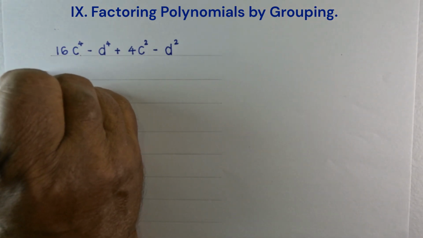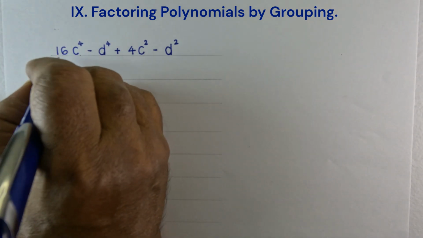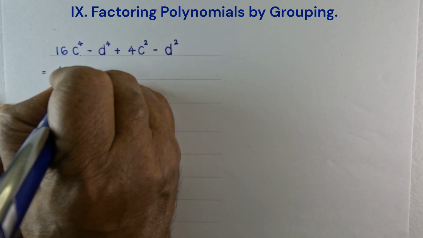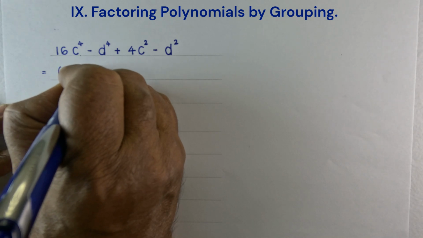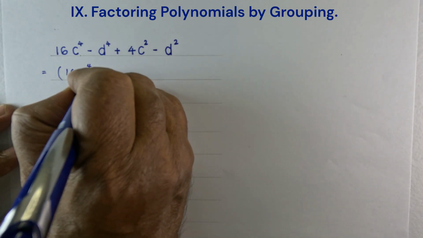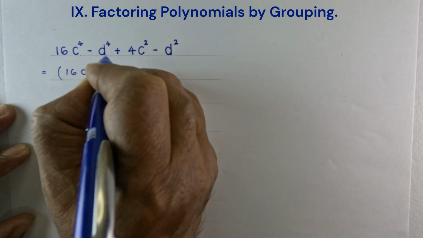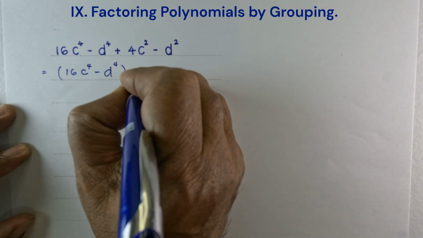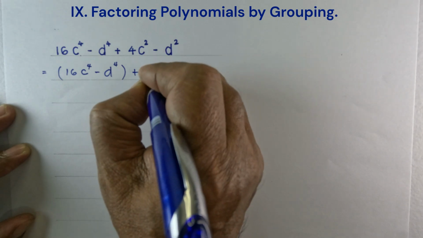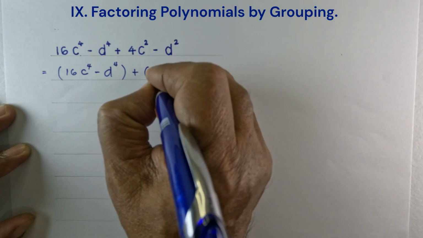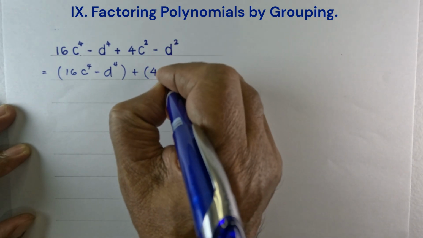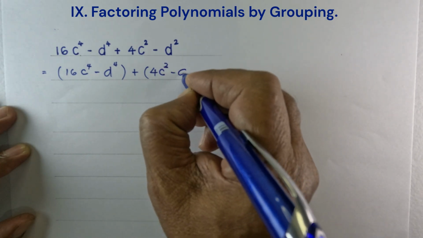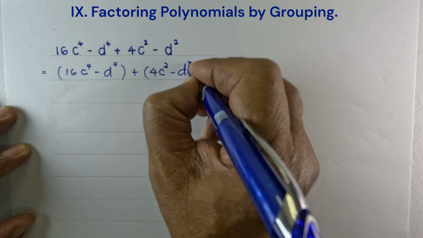So, right here, 16c to the fourth minus d to the fourth plus 4c squared minus d squared.